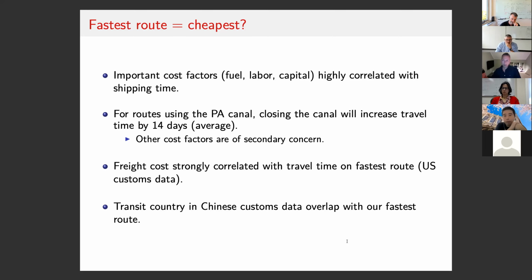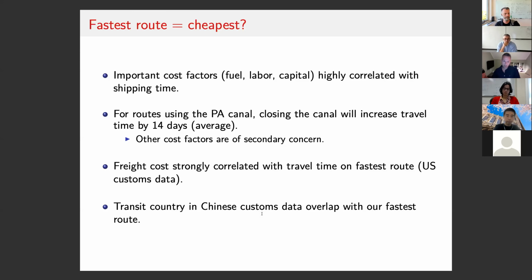I agree. So we've done a couple more things to try to convince us that this makes sense. I'm not going to go into the details, but what we have done is to look at freight costs using US customs data, where you have this type of information. If you regress that on the travel time along the fastest route, you get very, very strong relationships. In fact, other factors such as distance turn completely insignificant. So it seems to make a lot of sense.